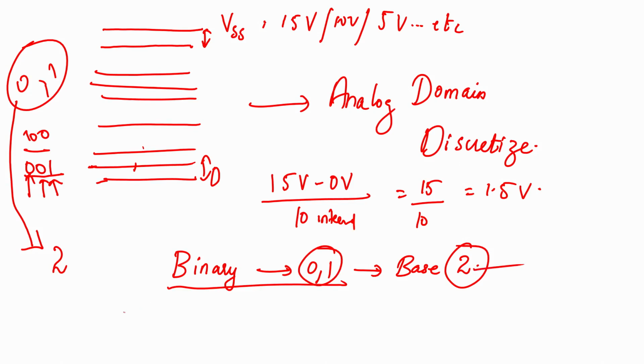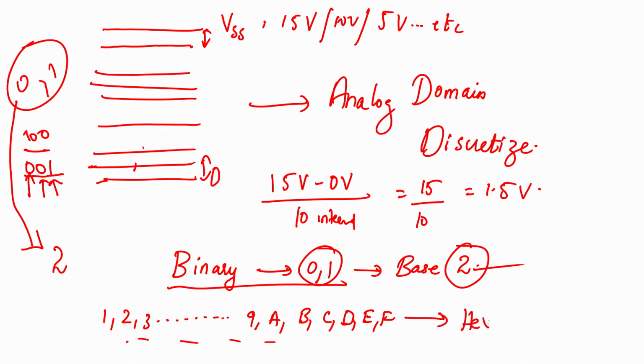What does hexadecimal mean? Hexadecimal means 1 2 3, like that we will go up to 9, then we will have A, B, C, D, E, F. We have a total of 16 unique representations, correct. So, that is the hexadecimal system. So, the base is 16, correct, the base is 16.